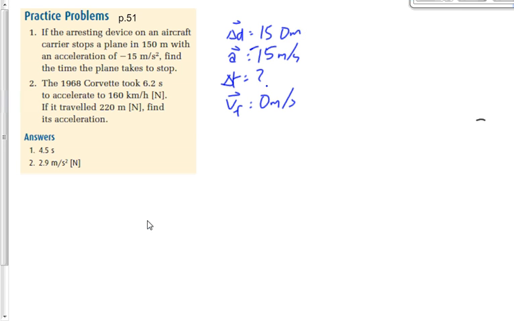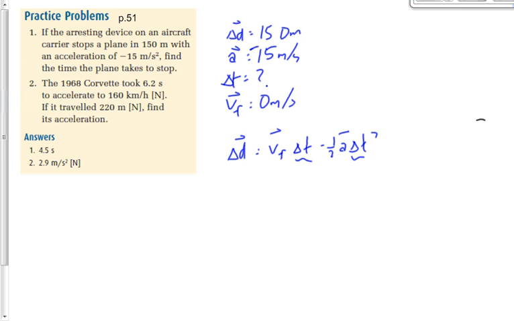Go ahead, Nathan. Okay, delta D is equal to VFT minus 1/2 AT squared. Okay, we got a problem here. T appears in two places. In order to solve for that time here, we actually have to use some mathematics that some of you haven't learned. It's called the quadratic equation.